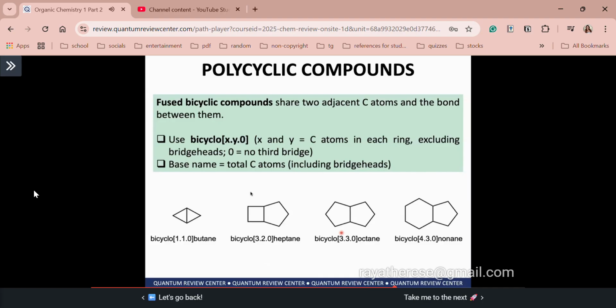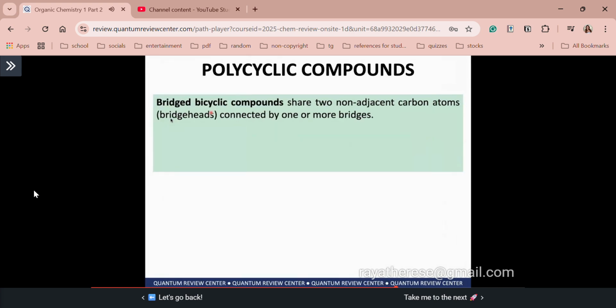Class, let's go to our last type of polycyclic. Again, this is the second type of bicyclic compounds. If we have fused, we also have bridged bicyclic, and this is rather confusing. Formally, it is defined as a polycyclic compound that shares two non-adjacent carbon atoms, or bridgeheads, connected by one or more bridges.